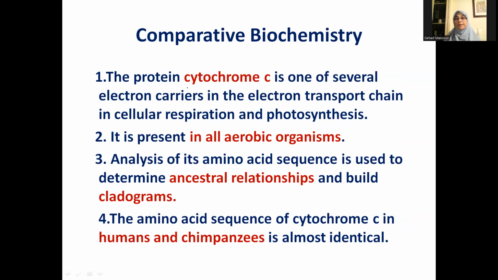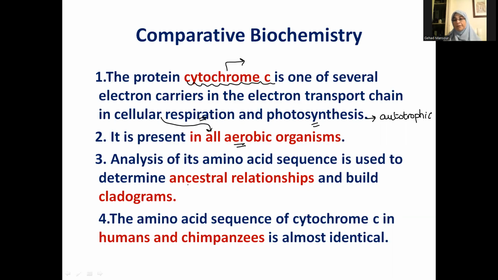For example, we know that cytochrome C is one of the electron carriers in the electron transport chain in cellular respiration and in photosynthesis. And since it is present in cellular respiration, then it is present in all aerobic organisms, and it is also present in all autotrophic organisms that can photosynthesize. So cytochrome C is a good molecule to study comparative biochemistry and therefore to study the relationship between living organisms. Why? Because you will find it in every organism that is aerobic, or every organism that is autotrophic. You cannot use a molecule to compare species together, while that molecule is present only in a few species on Earth.